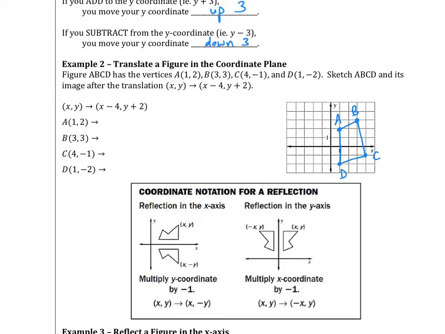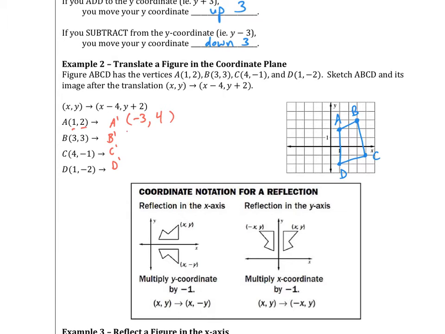So that's figure ABCD. What we're going to do now is get 4 new points. We're going to call them A prime, B prime, C prime, and D prime. We're going to minus 4 from every x value and add 2 to every y value. So if you subtract 4 from 1, you get negative 3. And if you add 2 to 2, you get 4. So again, minus 4 from the x's, add 2 to the y's.